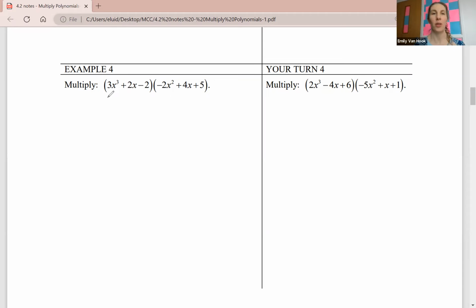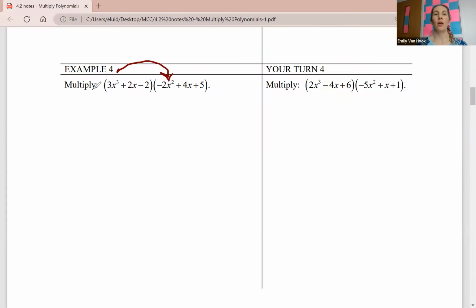So our first trinomial is 3x to the third plus 2x minus 2 times negative 2x squared plus 4x plus 5. So notice we have an x to the third in the first polynomial, and then we have an x squared in the second one. So just notice that. But even so, we'll start by distributing.